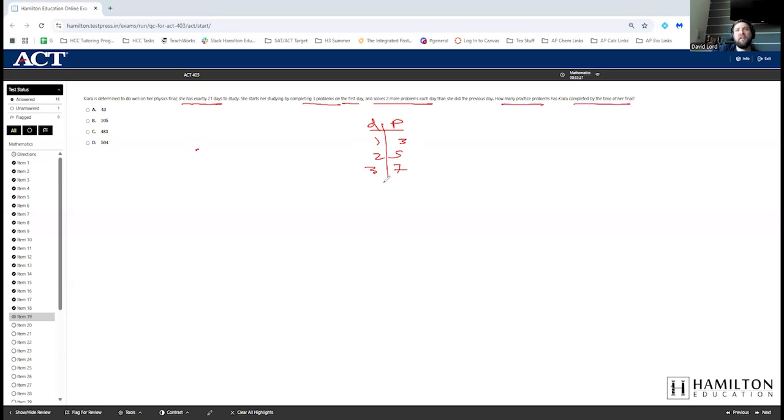Well, once again, it's not asking how many problems she will complete on the day of her final, which is day 21, but how many total she will do. Well, we saw this earlier with the arithmetic sequence formula. So I'm going to use a1 plus d times n minus 1. The first term is still 3. The difference is 2. And then we're going to do 21 minus 1. And so that means on the 21st day, she's going to have 3 plus 40, or 43 questions.